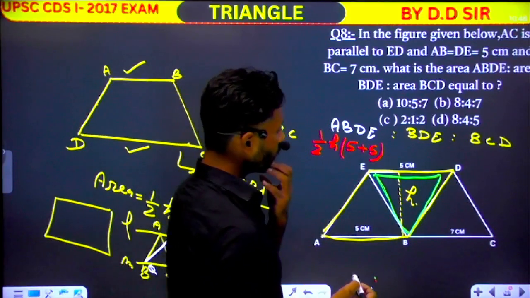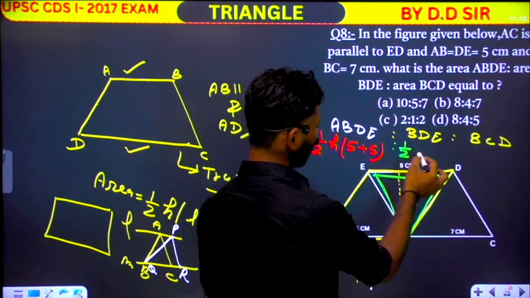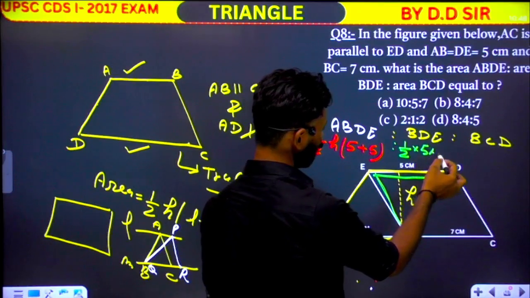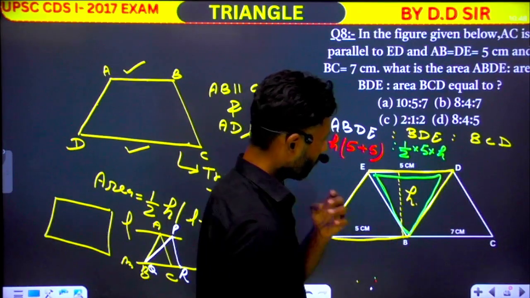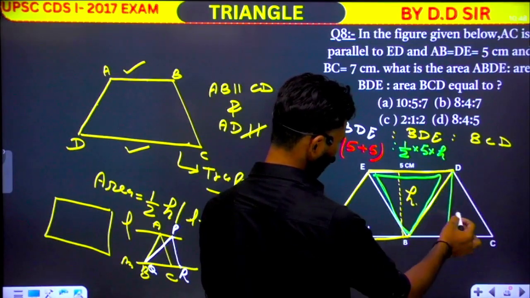Okay, and you know the formula for the area of a triangle: it will be equal to 1 by 2 into base into height, and base is 5 and height is h. Okay, and this is BCD. Height of the BCD will be equal to h also.